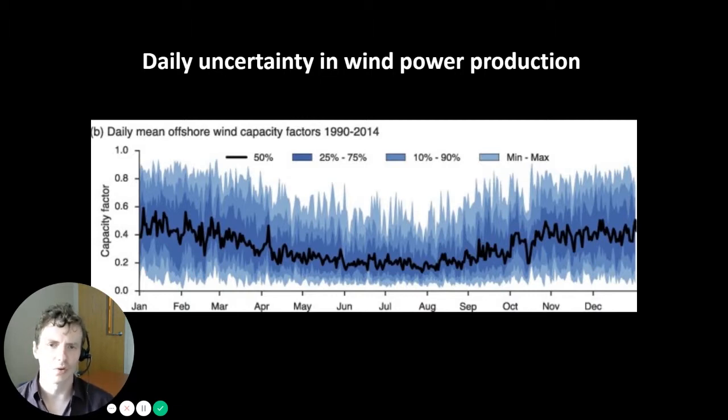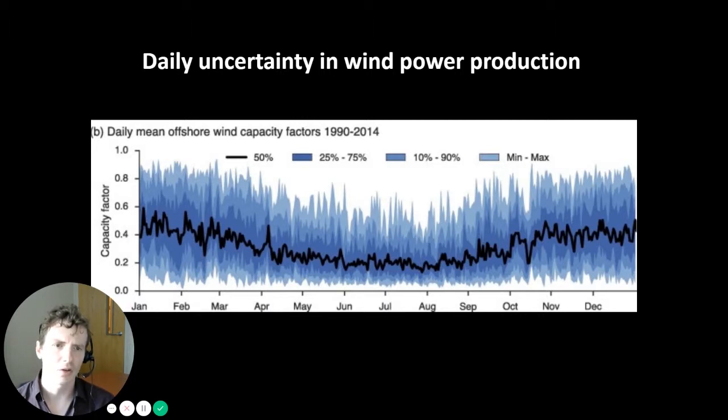And so that's what this figure shows. This is a probabilistic representation of offshore wind power production over a 25-year period. And so the black represents the 50th percentile. And if you think about the bell curve, assuming this was a normal distribution, that black line might represent the mean. And then the colors, the different shades of blue represent the different probability ranges. So the darkest blue represents the interquartile range, so the 25th to 75th percentile of wind power production.